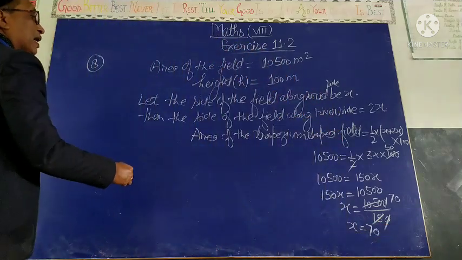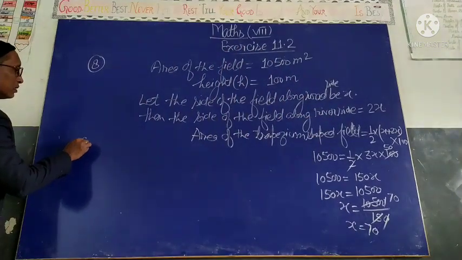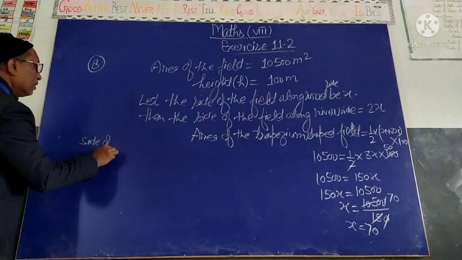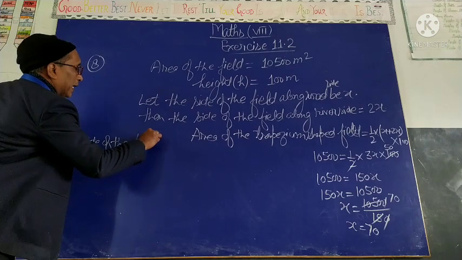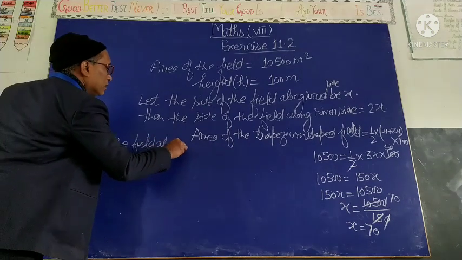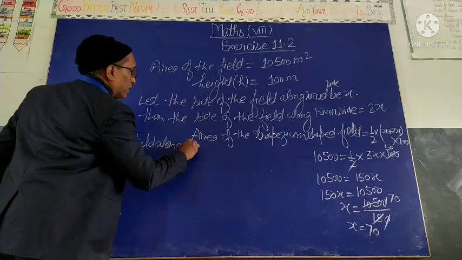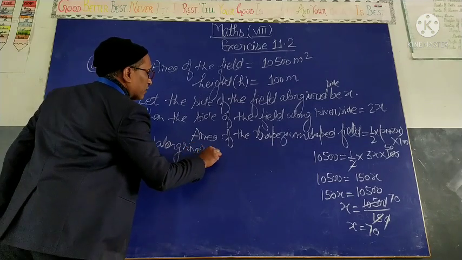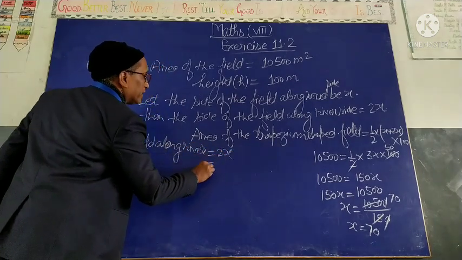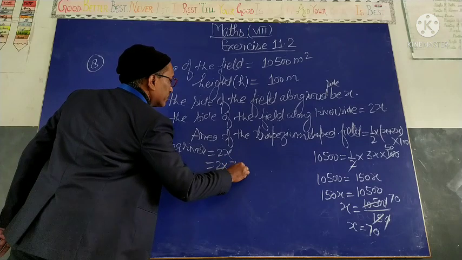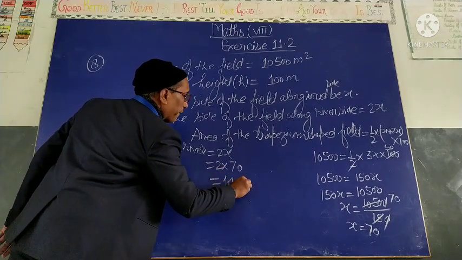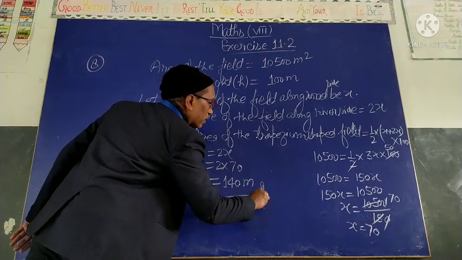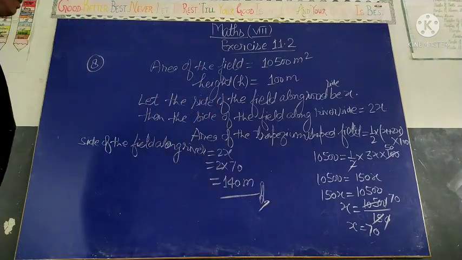Then side of the field along river is equal to 2x is equal to 2 into 70, that is 140 meter. This is your answer. Okay.